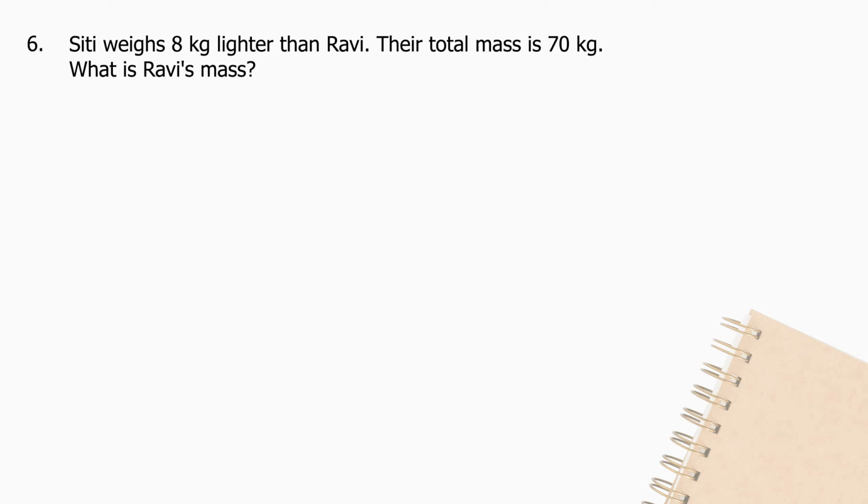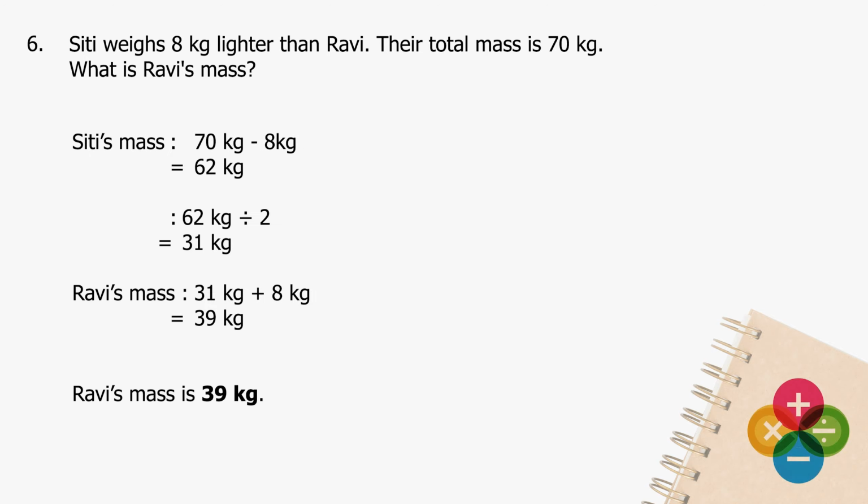Question 6. City weighs 8 kg lighter than Ravi. Their total mass is 70 kg. What is Ravi's mass? Before we are able to find Ravi's mass, we shall need to find City's mass.